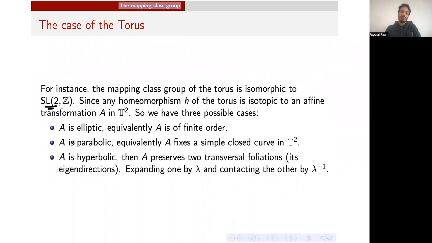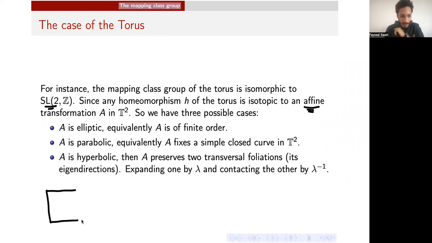Because if you take any homeomorphism on the torus that preserves the orientation, you can do an isotopy on the surface in order to make this homeomorphism an affine transformation on the torus. And since we have an affine transformation on the torus, we have only three cases. Either A is elliptic, and we have only finite order matrices that are elliptic, or A is parabolic.